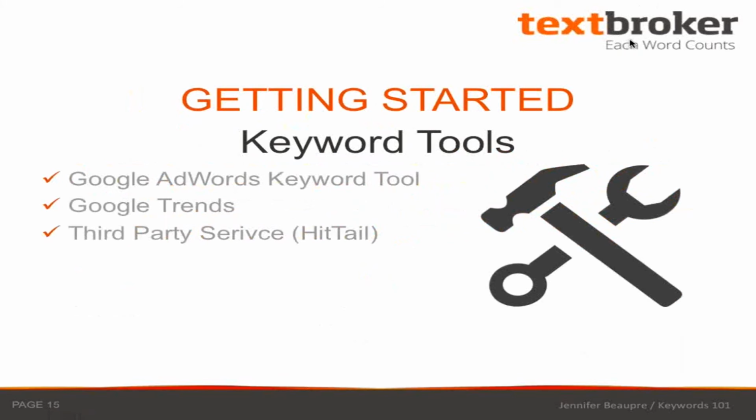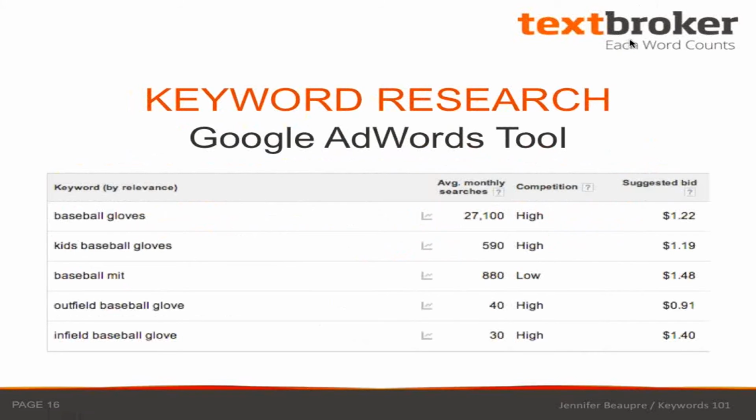Okay, so now that we've got a list of keywords, and we've put our keywords in what we think are the appropriate areas in our site, we want to know, are they working? So how do we do that? Again, we can use the Google tools to our benefit. There's the Google Adwords keyword tool, there's Google Trends, and then there's also third-party services.